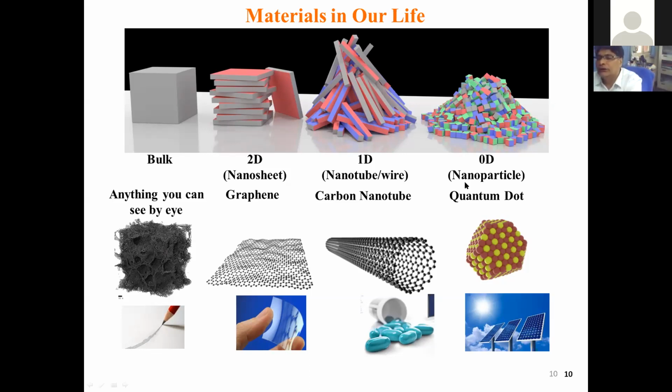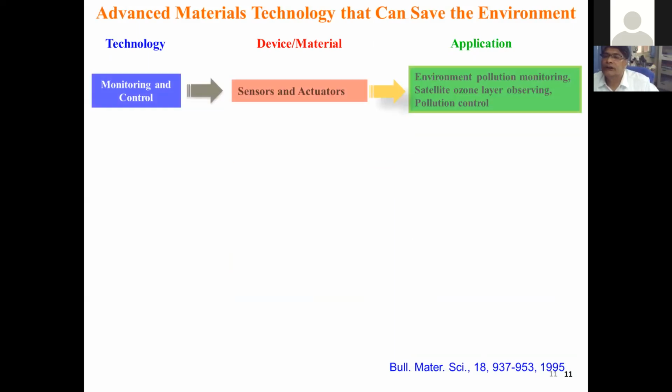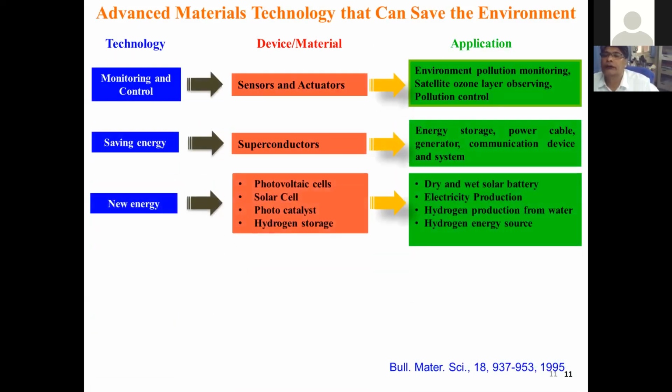So these are the different classes of materials, and they all have different properties. I am not going into the detail of these things, but these are the possible forms of material which can be used for the energy applications which I have shown earlier, right? Now let us see what the advanced material technologies that can save the environment require. For that you require devices and materials, and what are the applications?